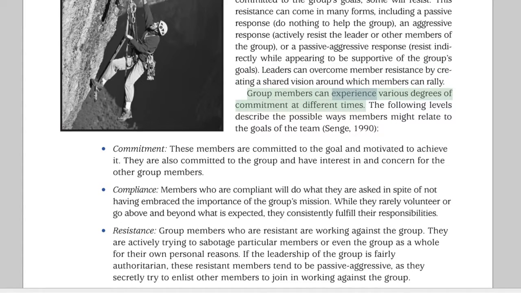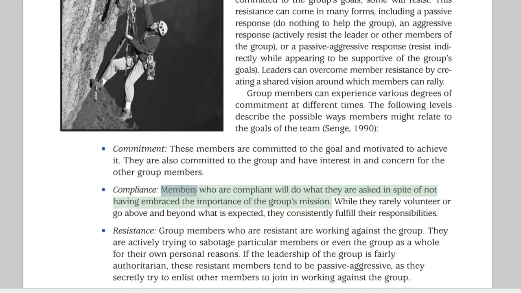Group members can experience various degrees of commitment at different times. The following levels describe the possible ways members might relate to the goals of the team. Senga, 1990. Commitment. These members are committed to the goal, and motivated to achieve it. They are also committed to the group, and have interest in and concern for the other group members.